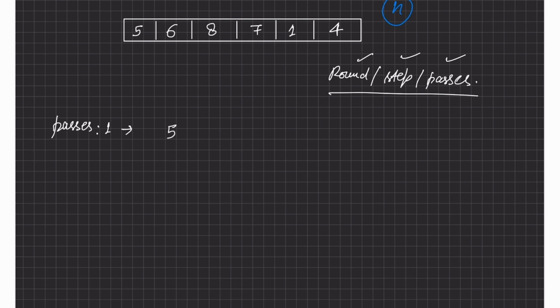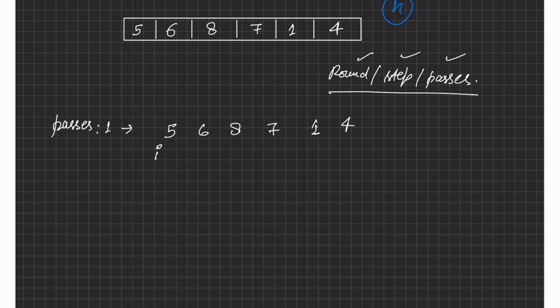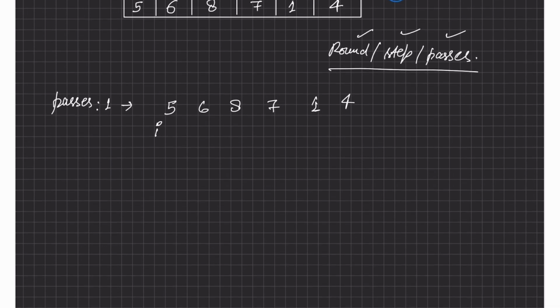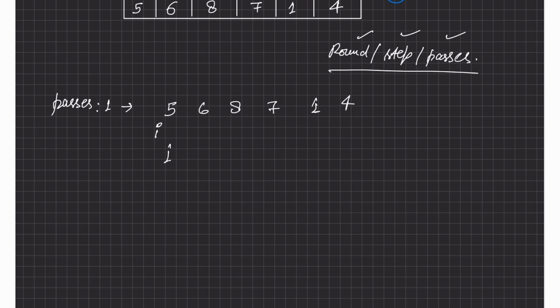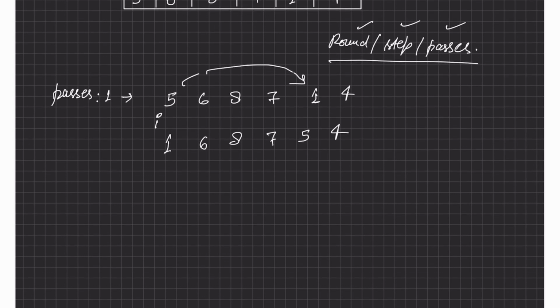So let's write the elements over here: 5 6 8 7 1 4. In this array you can clearly see 1 is the smallest element. What we do in selection sort is pick that element and put it in the first position, or you can say the correct position of this array. Let's take the first position as i. If I put the smallest element in the first position, the result would be 1 6 8 7, and this 5 would go to this place. So this is pass one, or round one.